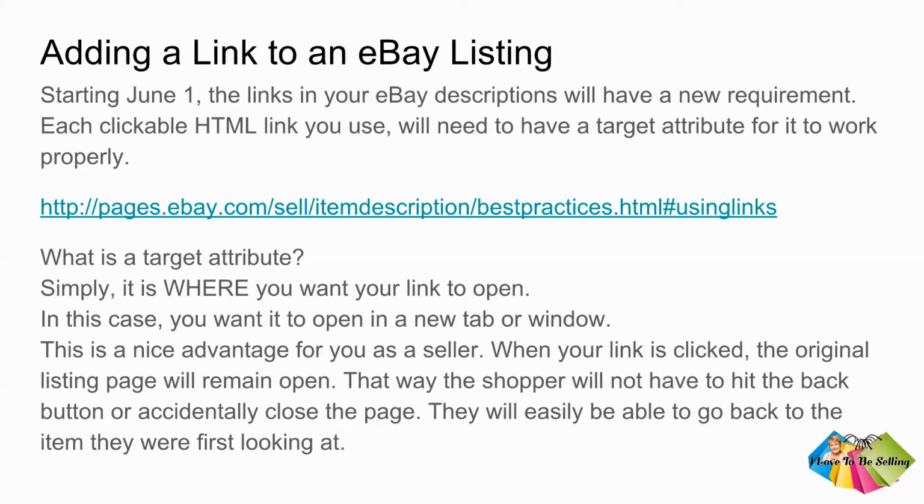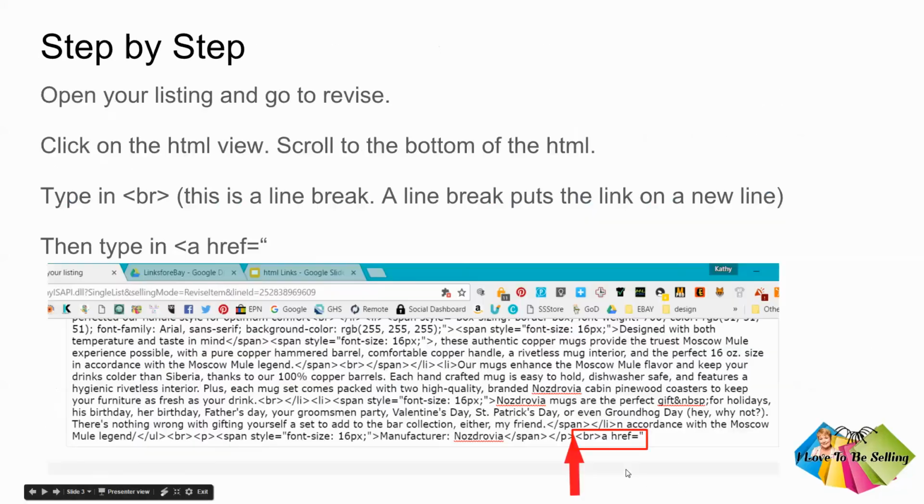So the question is, what is a target attribute? Very simply, it's where you want your link to open to, where you want the link to direct your shopper. In this case, you're going to want it to open into a new tab or a new window. This is actually a really great advantage for you as an eBay seller because when your link is clicked in your listing, your original listing page will stay open. That means the shopper doesn't have to hit the back button or accidentally close the page. They can very easily get back to the item they were first looking at.